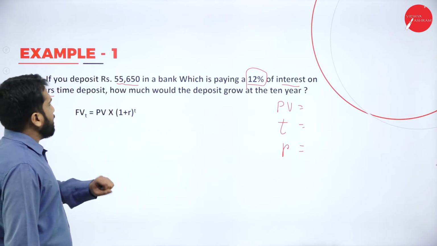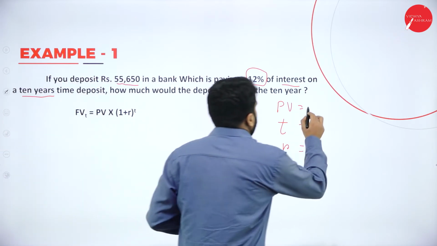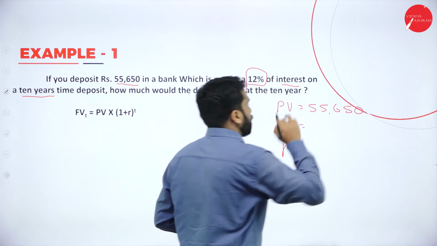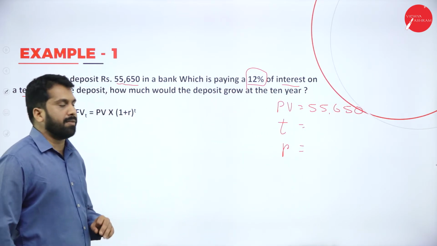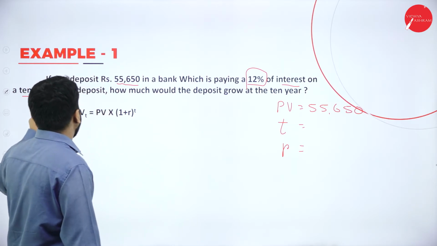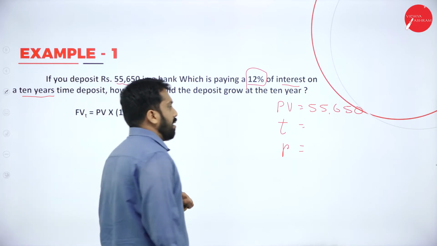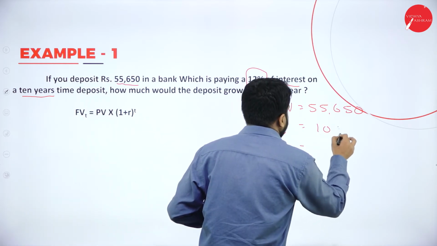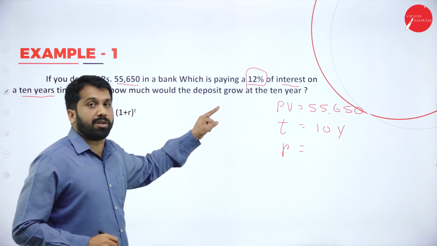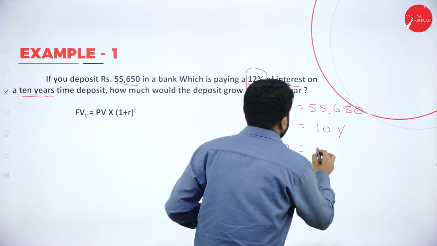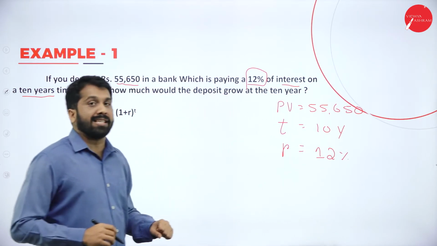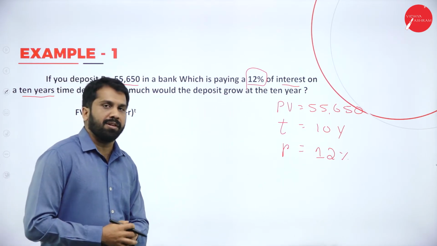Now, what is your present value? It is given, 55,650. This is your present value. Now, what is your time? Time is mentioned as 10 years. Now, you have to mention that 10 years. Now, what is the rate? The rate they have mentioned is 12%. Now, you are supposed to take 12%. Hope you understood. These are the pieces of information we are supposed to add.